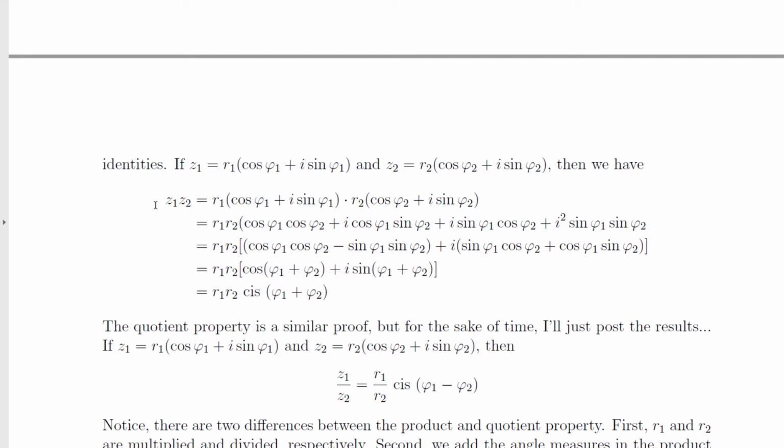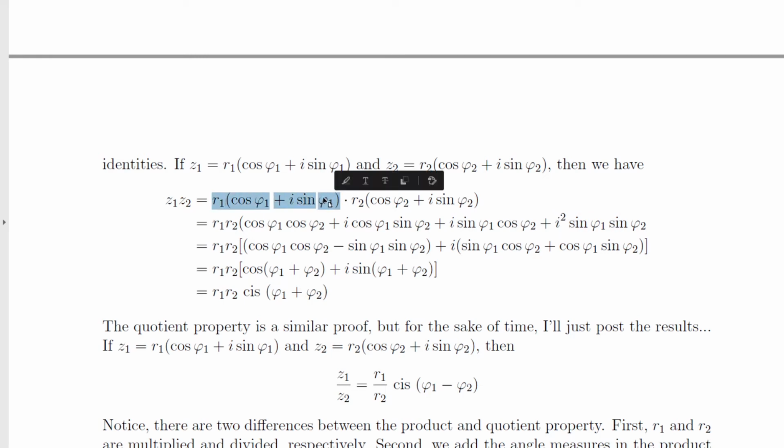So z1 is equal to r1 times cosine phi1 plus i sine phi1, and z2 is r2 times cosine phi2 plus i sine phi2. When we multiply them together, we get this. We can move some things around. We'll get an i squared when we multiply out the two factors.